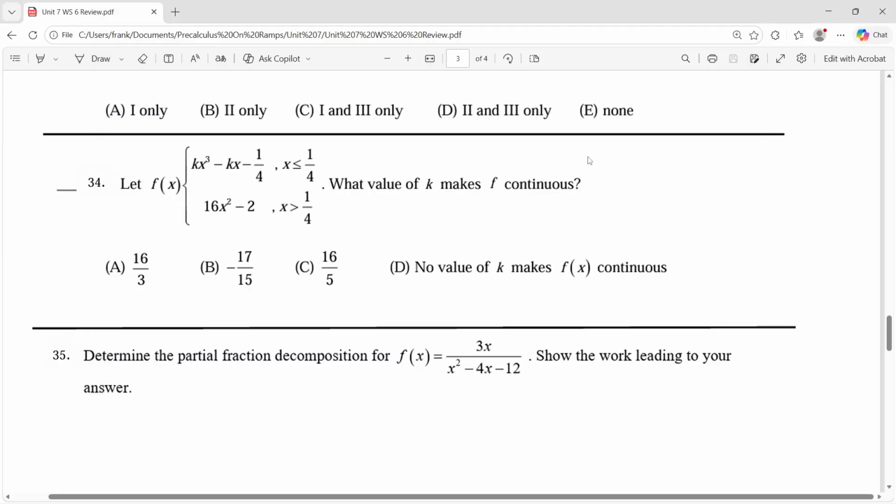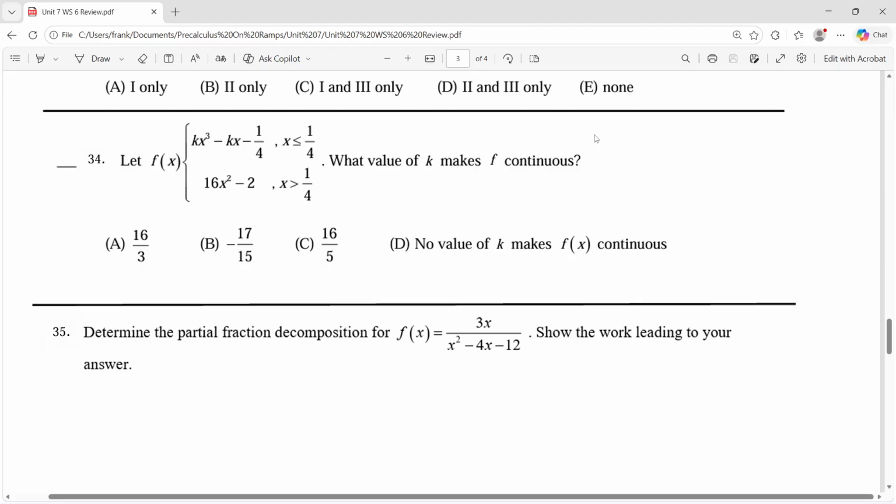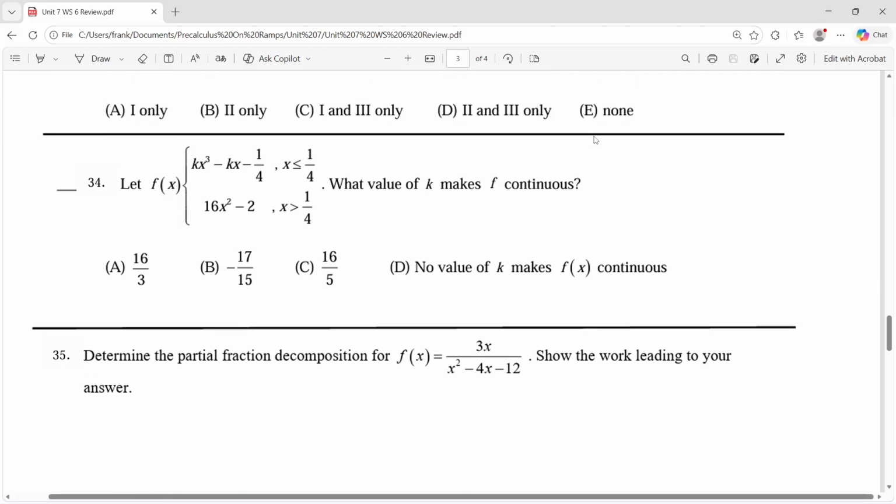This is Pre-Calculus Onramps, Unit 7 review, and I'm going to do question 34, 35, 36. First one says, what values of k makes f continuous?